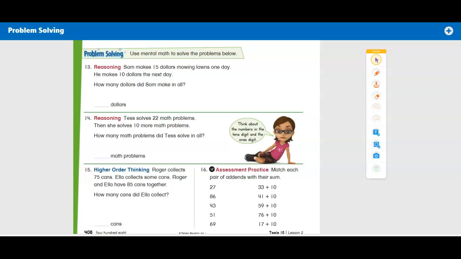Number 13 says reasoning. Sam makes $15 mowing lawns one day. He makes $10 the next day. How many dollars did Sam make in all? If Sam makes $15 one day and $10 the next day, write the total number for how many he made in all.